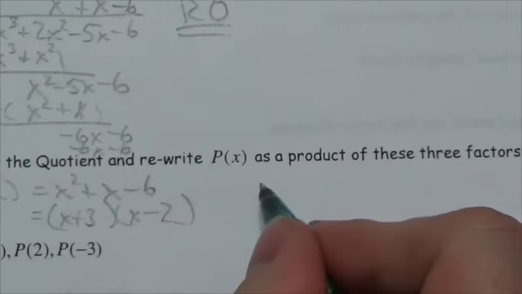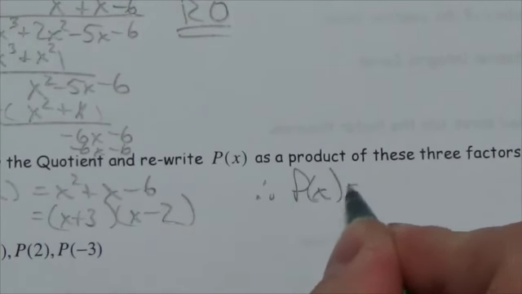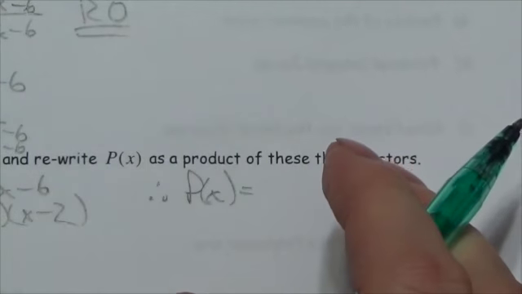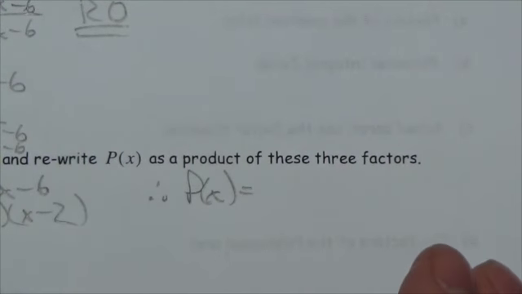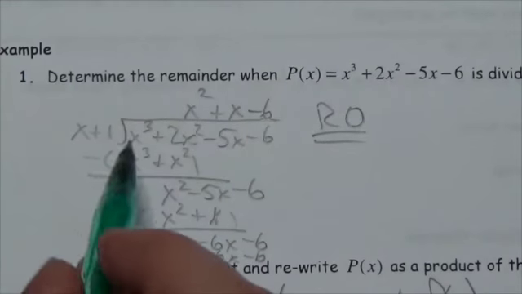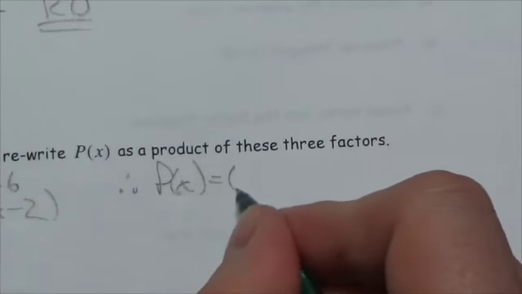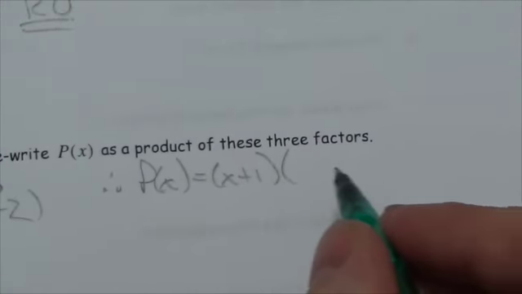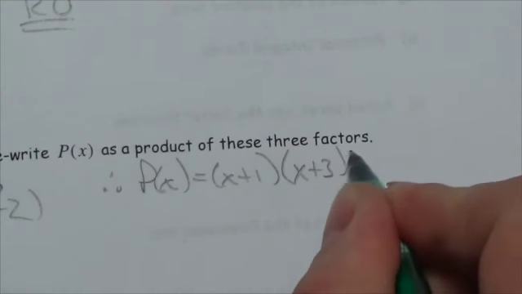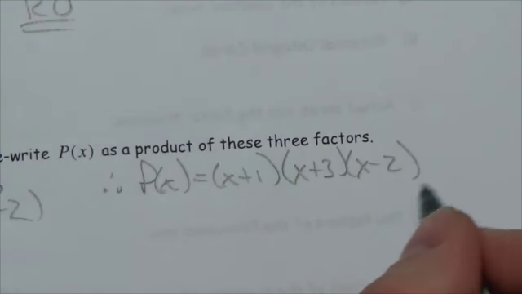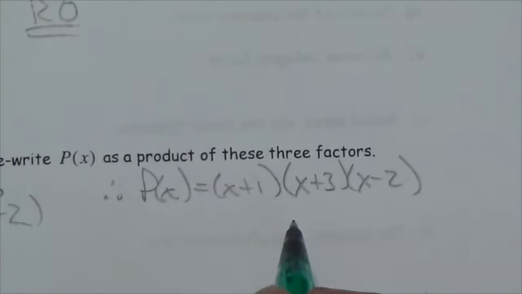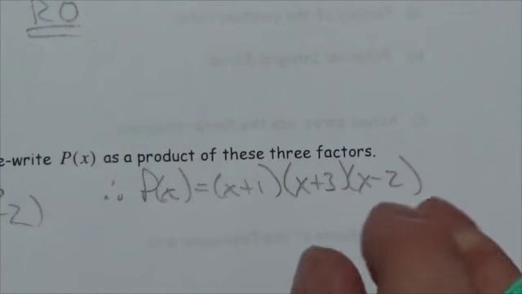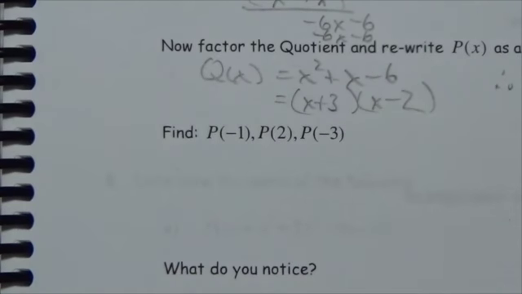So now this means p of x is equal to, if you write it out the way we were looking at before, one of those division statements, think about what's going on here. P of x would be the same as my divisor times my quotient, but now I factored the quotient, so I can write it out like this. It's the same thing, just in factored form. And I would add the remainder, but the remainder was 0. So this is what the dividend looked like. This is the same as the original polynomial. Now, evaluate the polynomial at these 3 values here.